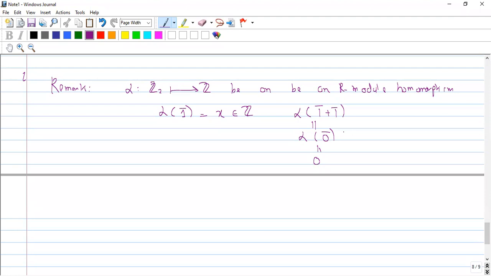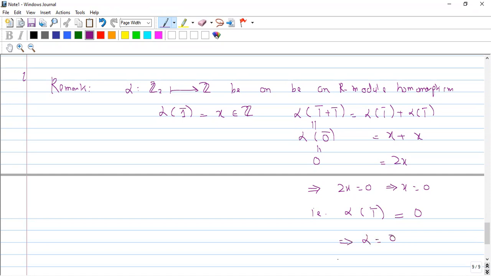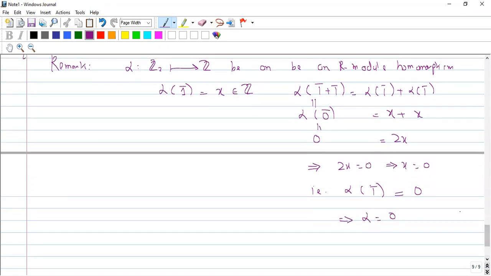so it is equal to 0, and on the other side it is equal to alpha of 1 bar plus alpha of 1 bar, since it is an R module homomorphism, so it is equal to x plus x, and it is equal to 2x. So from here, if 2x is equal to 0, which implies that x is equal to 0, it means that alpha of 1 bar is equal to 0, which implies that the map is equal to 0. So class, what I proved is simply that whenever you take an R module homomorphism, it will always be the 0 map.